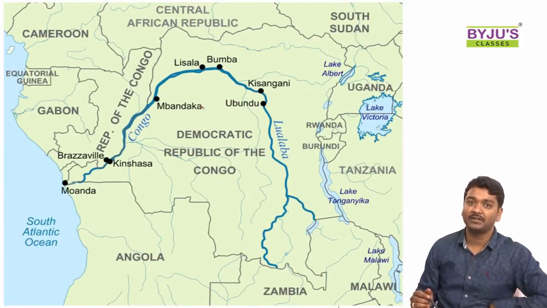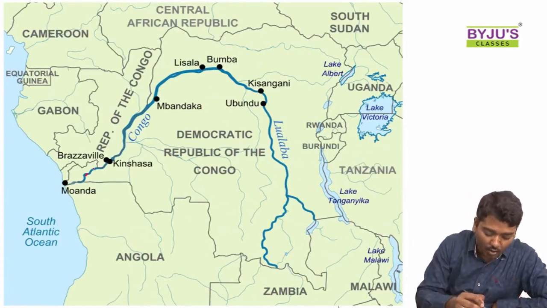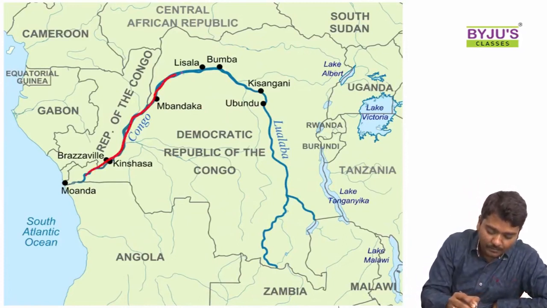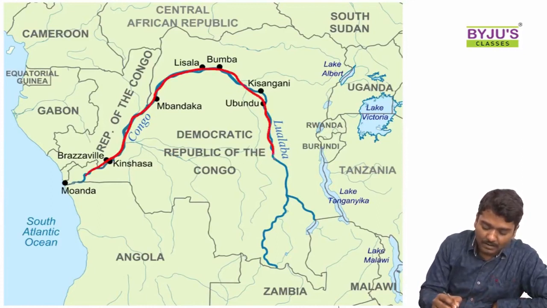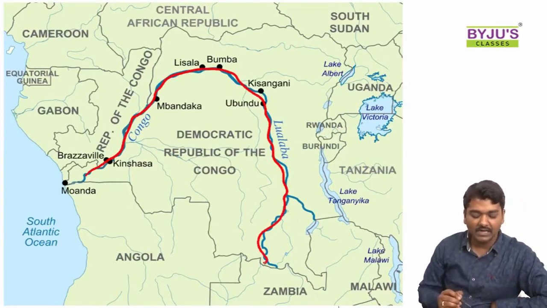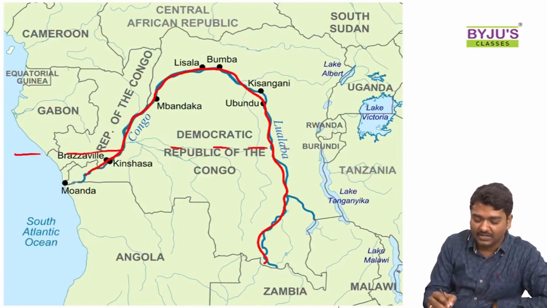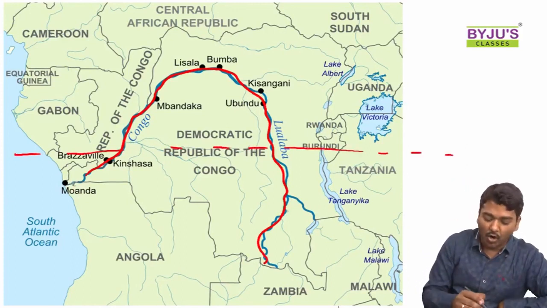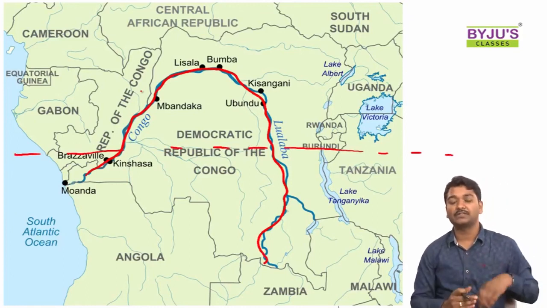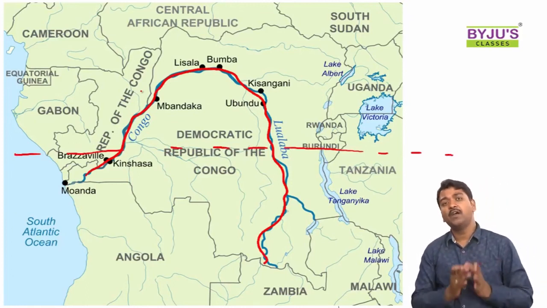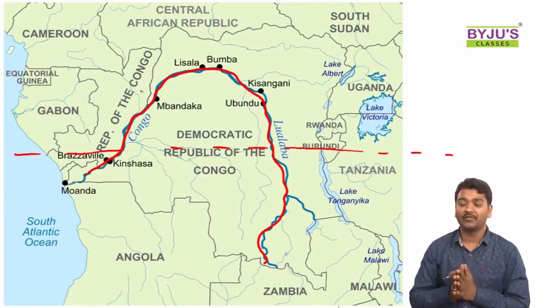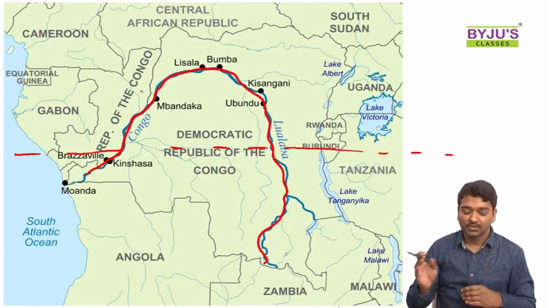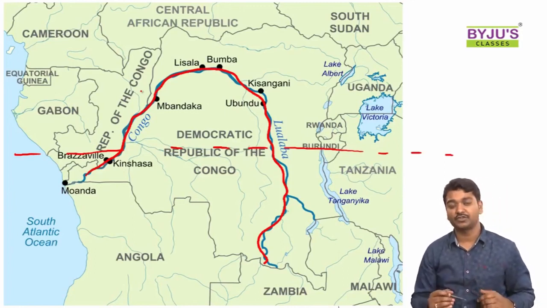Then another important thing that you need to know is the Congo River, Zaire River. The importance of this river is that it cuts the equator twice. If you draw the equator, the Congo River cuts the equator twice. So they may ask you a question in Africa, which of the following rivers cuts the equator twice? Please be prepared for such kinds of questions.